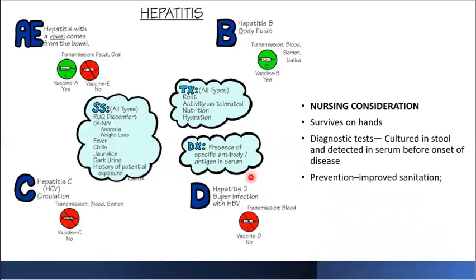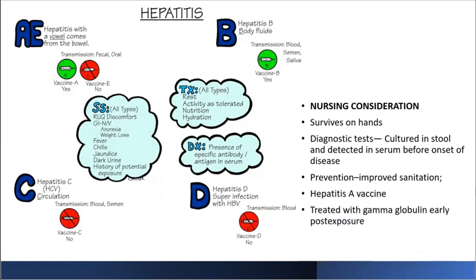And just like we have here, you would see that hepatitis A has a vaccine. So that will be part of our nursing consideration. And we want to treat with gamma globulin early post-exposure. So again, that will be for hepatitis A.